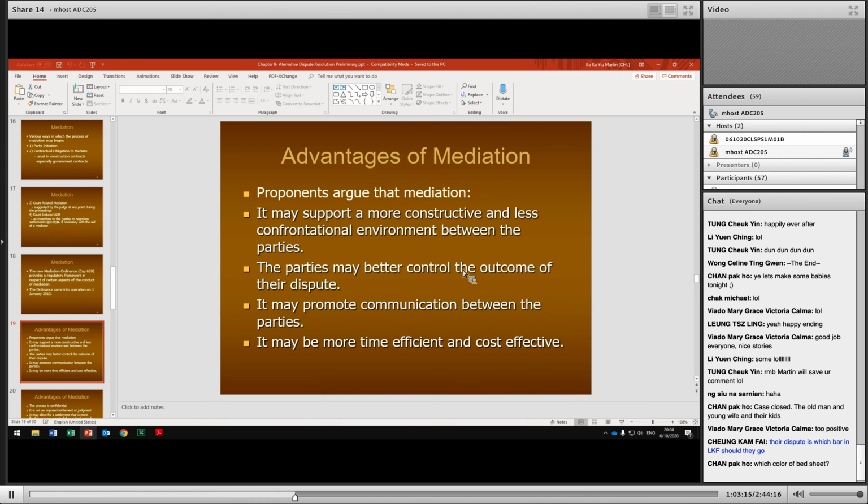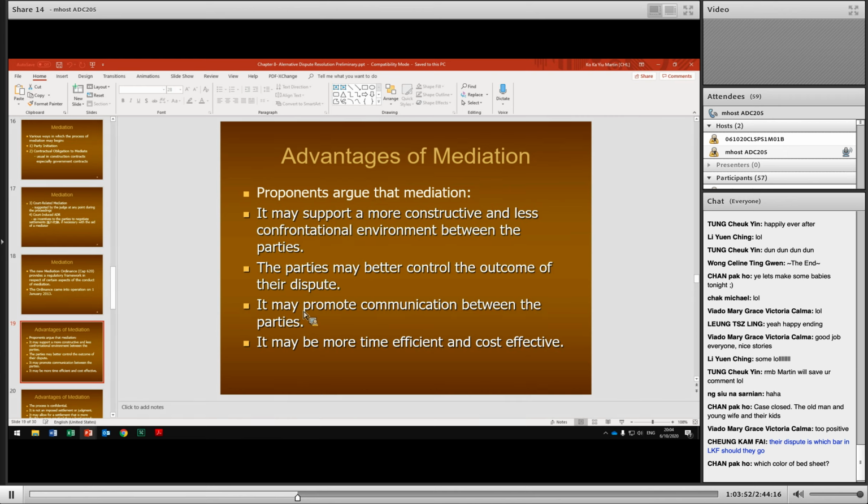But litigation is different. For litigation, if you lose the case, for example, if the court orders the defendant to pay $1 million as compensation to the plaintiff, it's something imposed by the court. Okay? But in mediation, the parties can always agree, can always negotiate. Also, if the proposal is unacceptable, the parties can always refuse the proposal. Right?